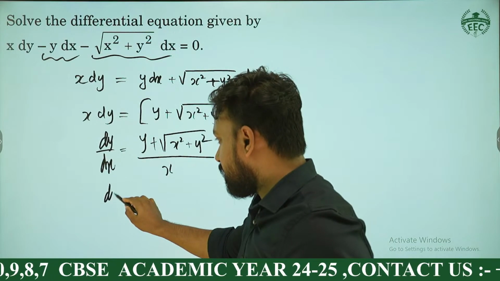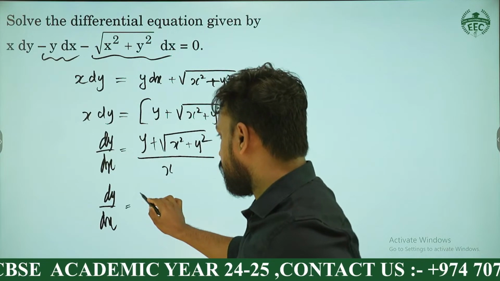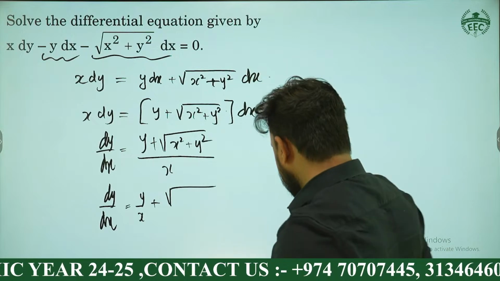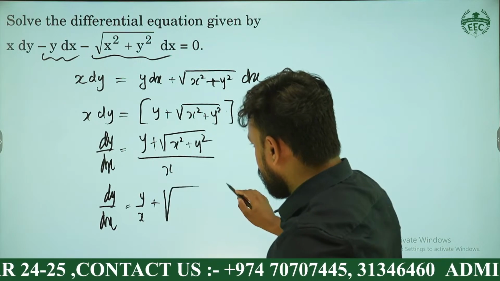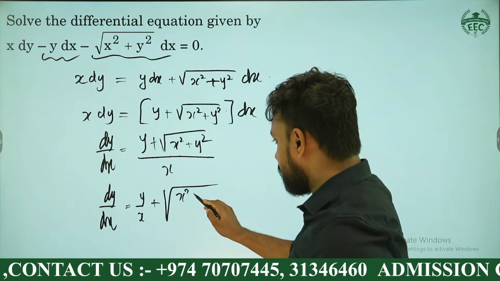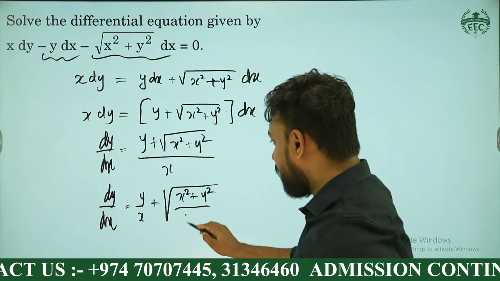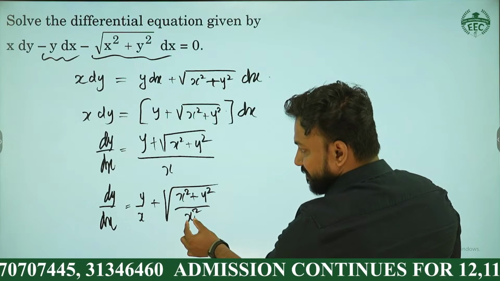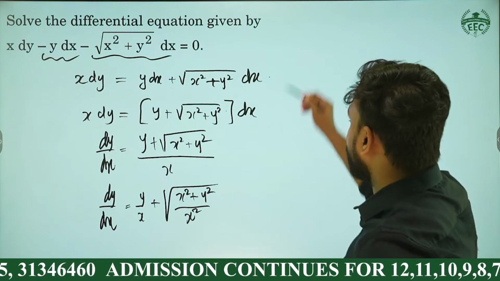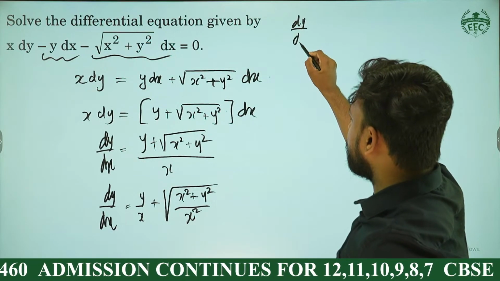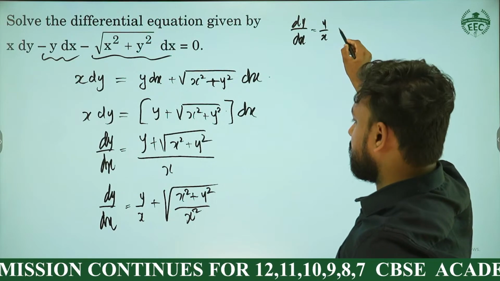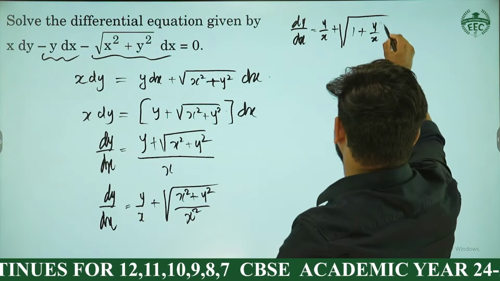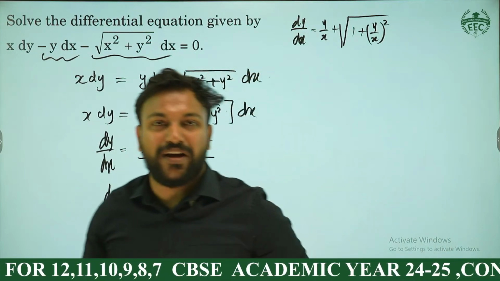So dy by dx is equal to y by x plus root of, if I take that x into the square root, what happens? That happens x square plus y square all divided by x square. Then only this becomes, when you apply the root to the x square, it becomes x, right? Then what happens? dy by dx is equal to y by x plus root of 1 plus y by x the whole square. Now it is in the form of y by x format.